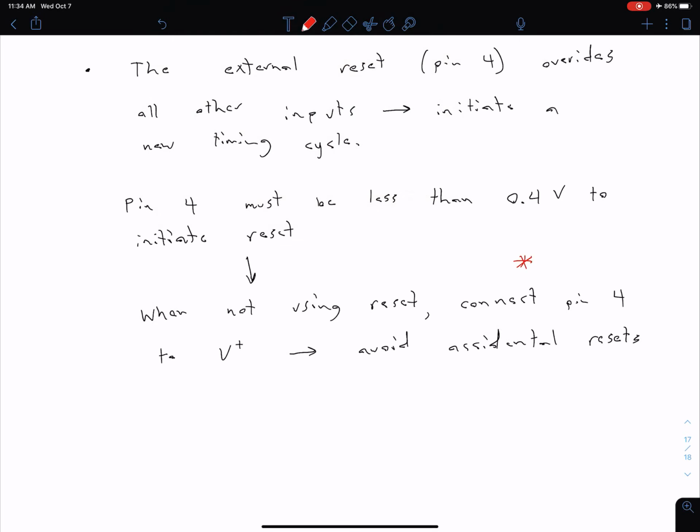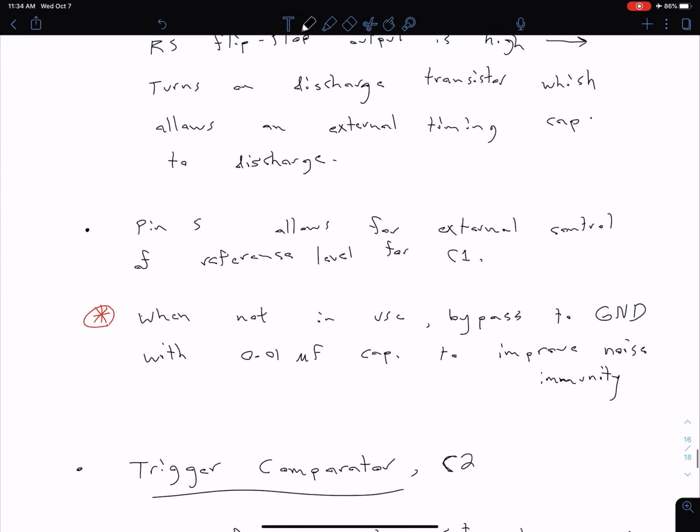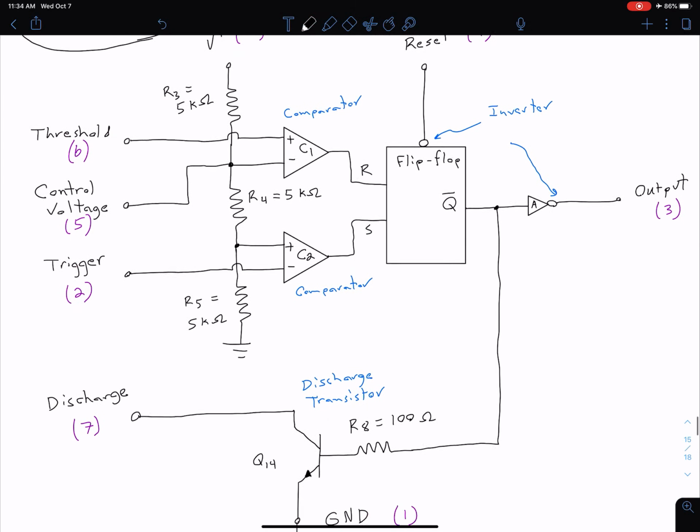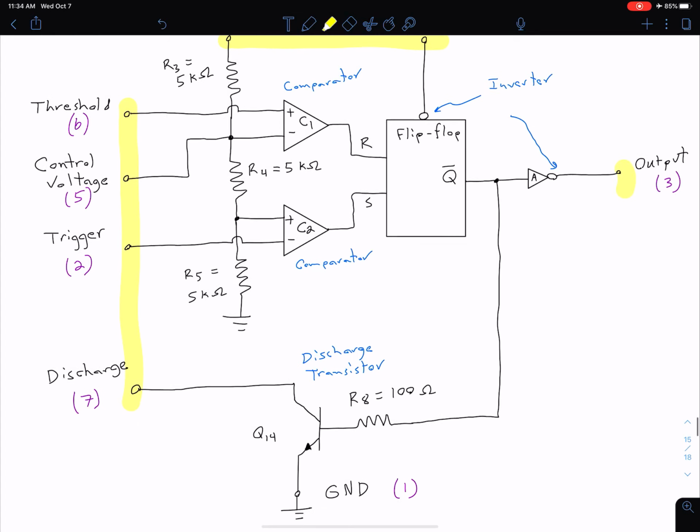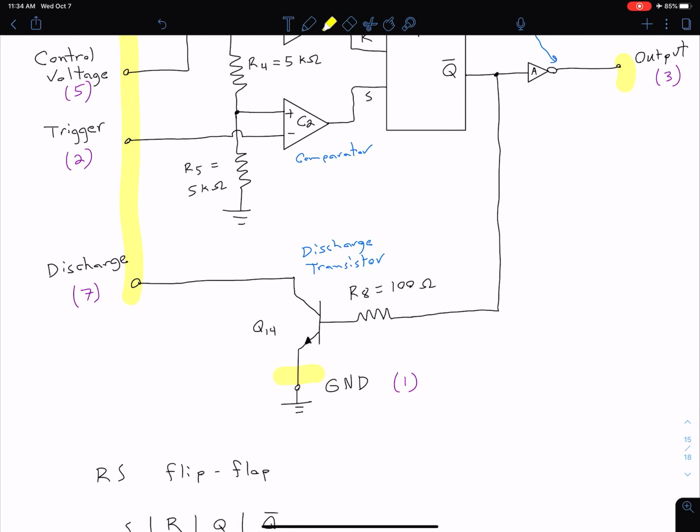So that covers the explanation of the basic block diagram for our 555 timer. Now we have a good understanding of what's going on inside our 555 timer. In the next videos, we're going to look at our monostable and our astable configurations, and see how we can connect external components between all of these pins to get a certain operation.